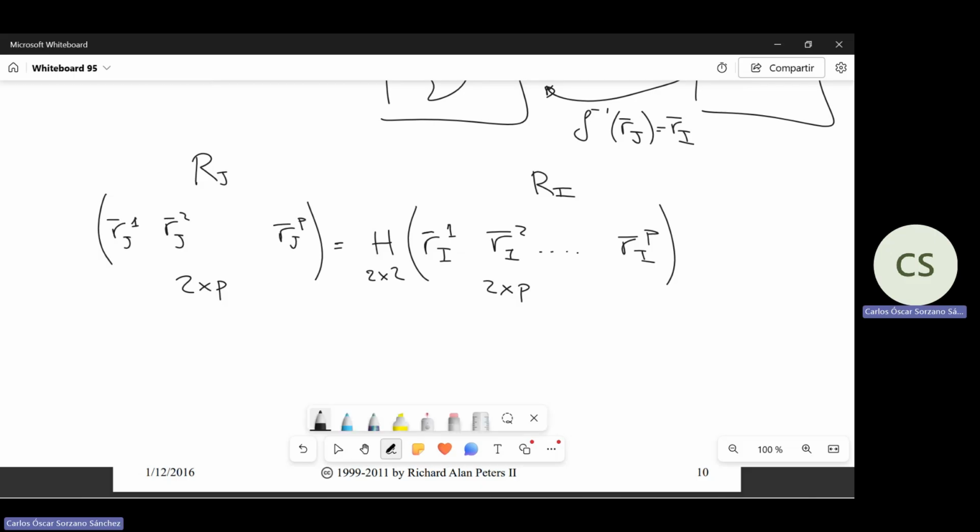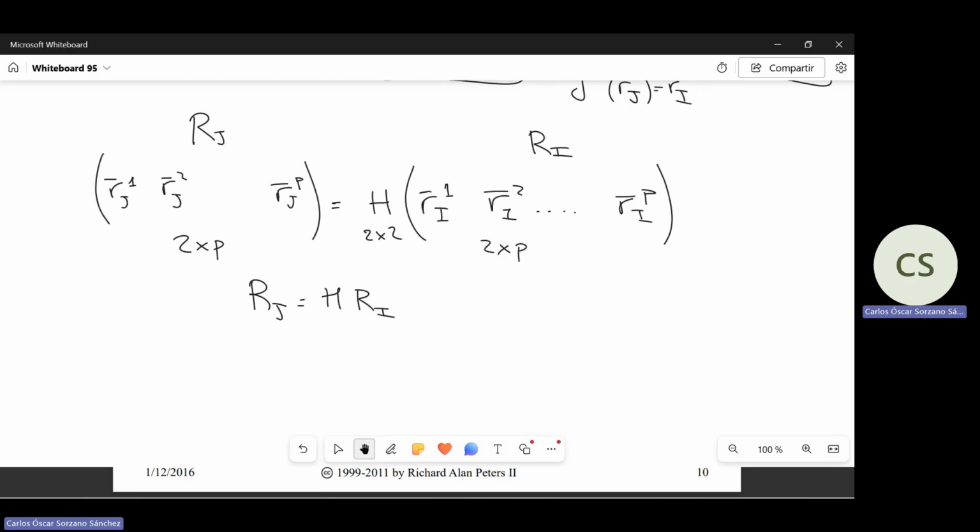And now you know how to solve for that. So what we have is this equation, Rj is equal to H Ri. So you multiply on the right by Ri transpose. So you have Rj Ri transpose is equal to H Ri transpose. And now this matrix is of size 2 times 2.